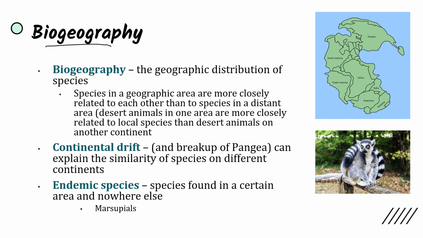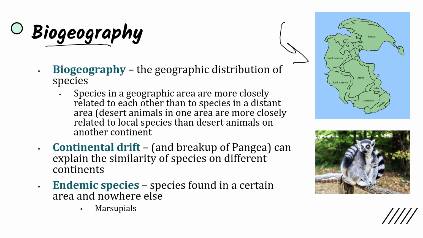And continental drift is another example of biogeography. So continental drift is the idea that continents are very, very slowly moving apart from each other, and it can explain the similarity of species on different continents. And this really started from the breakup of Pangaea, which was one supercontinent, which eventually broke up into the 7 continents that we have today. But this can explain the similarity of species on different continents because those continents could have actually been located very close to each other at one point in time.